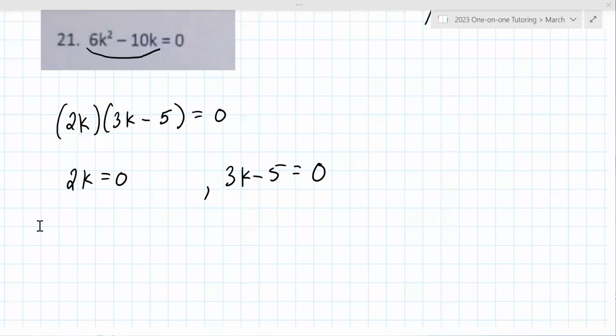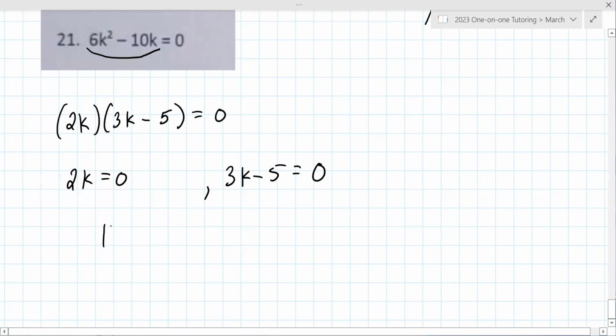So I got k equals 0 and k equals 1 2/3. Yes, that's correct.